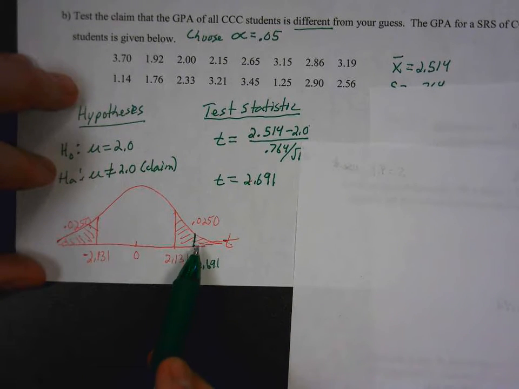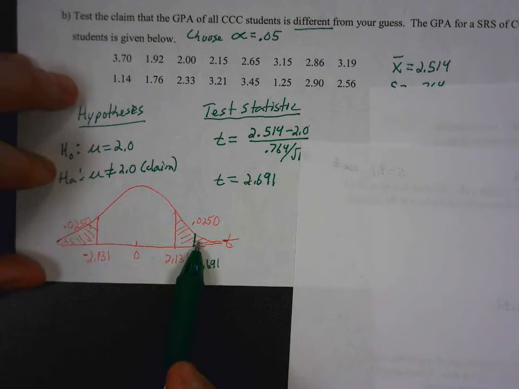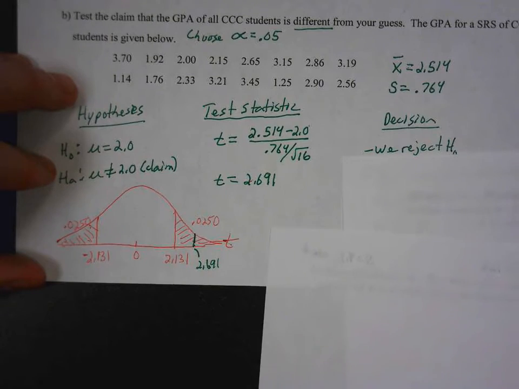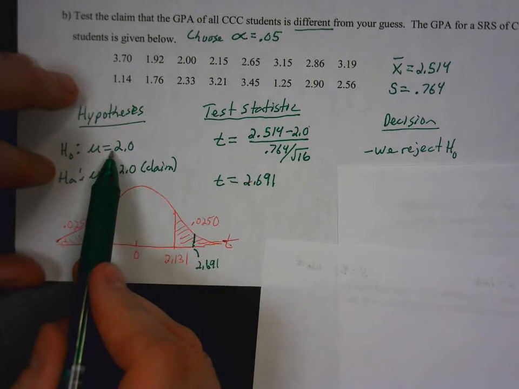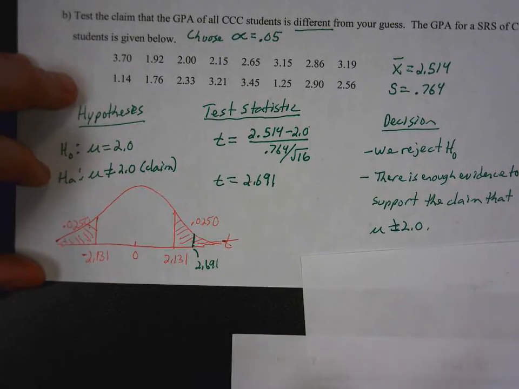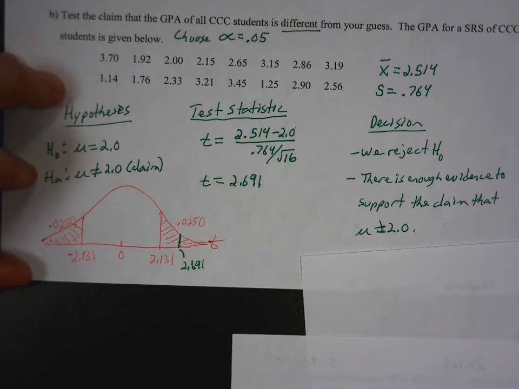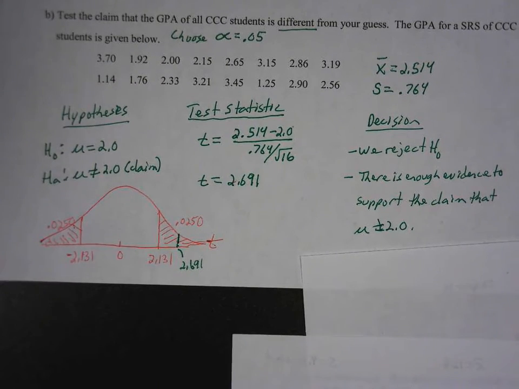So that means we reject H0 because we're too far, in this case, to the right. We're too far out of the region that would have been okay. Anything in here, we would have failed to reject H0. But out here, we're going to reject H0, which means we reject the null hypothesis and are able to support the claim. So there's enough evidence to support the claim that the mean does not equal 2. So it appears that the mean for all students will be different from 2.